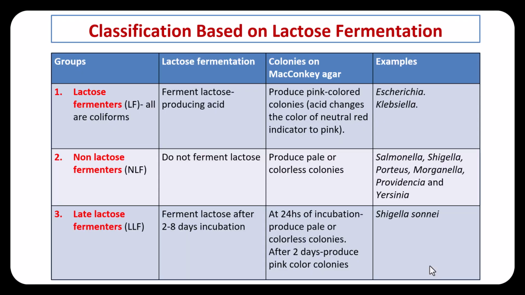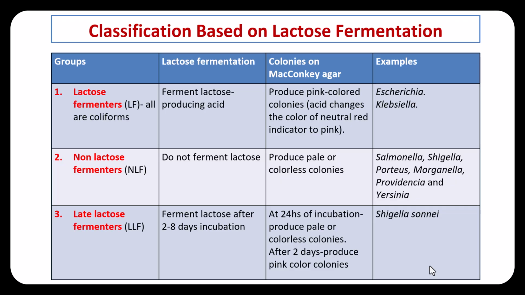As I mentioned, the most common or classical method to classify the Enterobacteriaceae is according to lactose fermentation, mainly on MacConkey agar. We can classify them into three groups. The first group, the lactose fermenter bacteria, ferment the lactose on MacConkey agar and produce acidity, and the colony of this group appears pink due to the fermentation of the lactose changing the color of the indicator in the media, like Escherichia coli and Klebsiella.